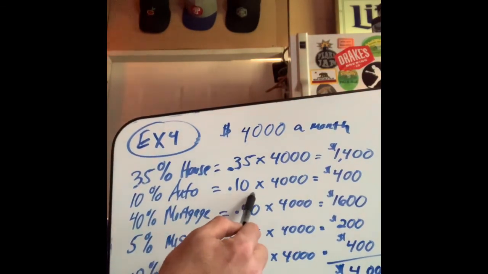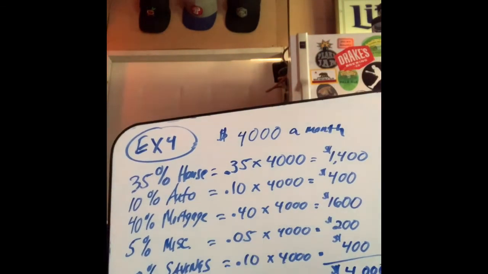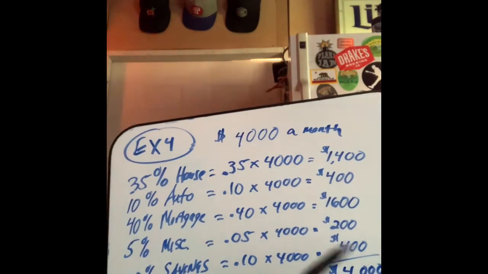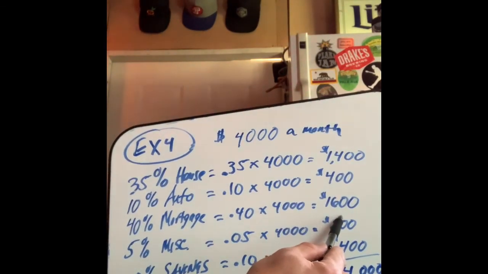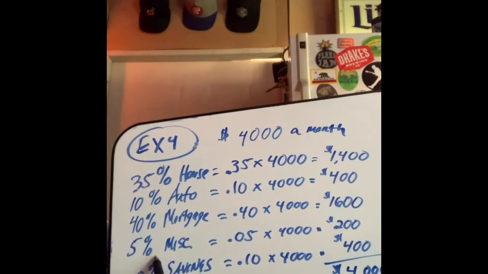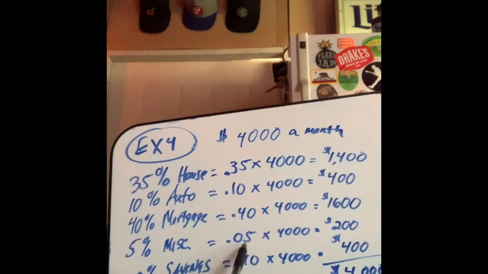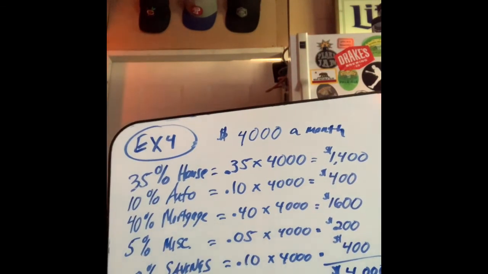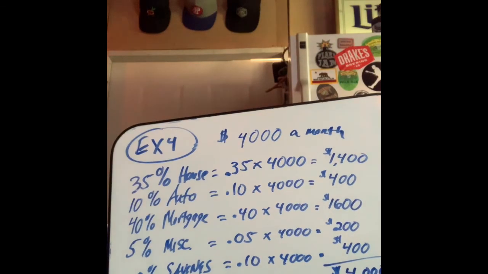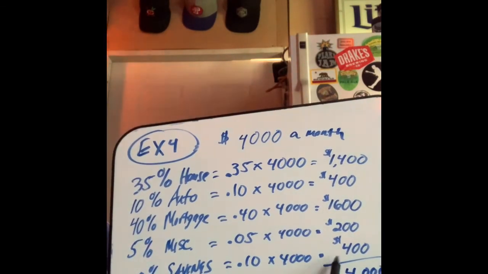Autos, 10%. 10% of 4,000 is $400. That's how much they're spending. That could be car payment and gas and car insurance, whatever, all together. House mortgage, 40%. That's $1,600 towards the mortgage for the house. 5% miscellaneous. Remember, it's not 0.5. 0.5 is 50%. 0.05, 2 decimal places. 0.05 times 4,000, $200. Miscellaneous. That could be going out to dinner or whatever, buying her special stuff. 10% savings. 10%, 0.10 times 4,000 would be $400.